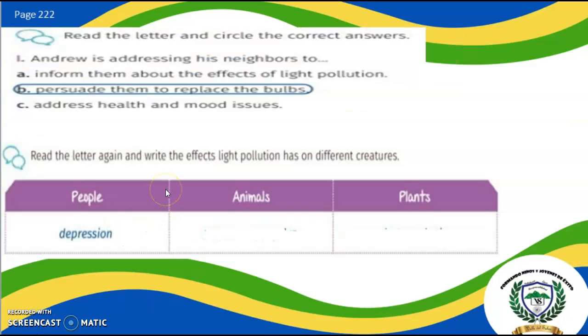On page 222, read the letter and circle the correct answers. We have number 1: Andrew is addressing his neighbors to inform them about the effects of light pollution, persuade them to replace the bulbs, address health and mold issues. And the answer is B, persuade them to replace the bulbs. Next to that, read the letter again and write the effects light pollution has on different creatures. We have an example here for people: depression.